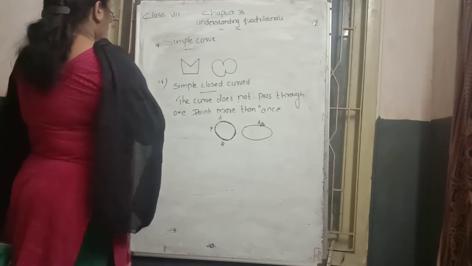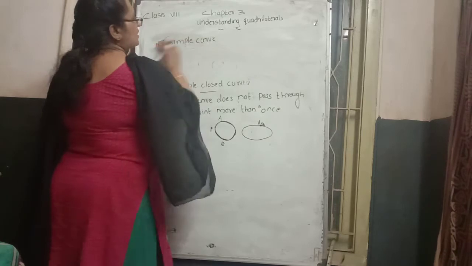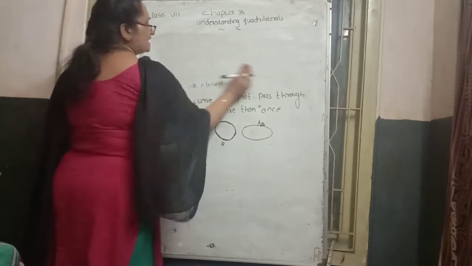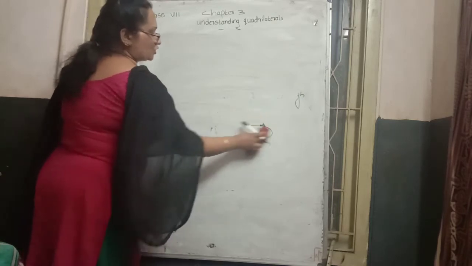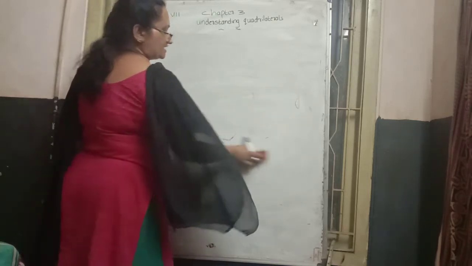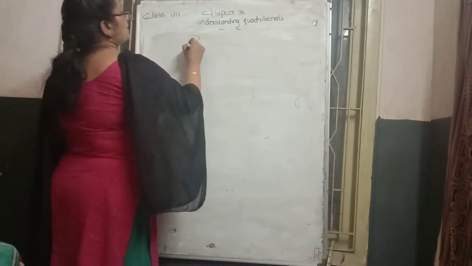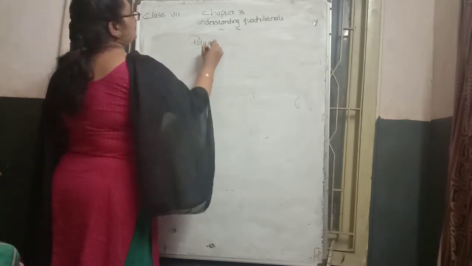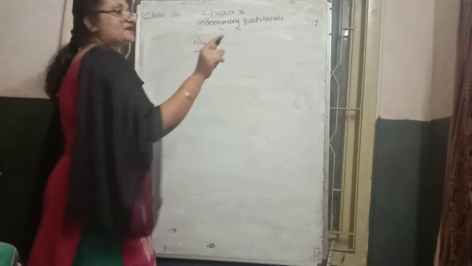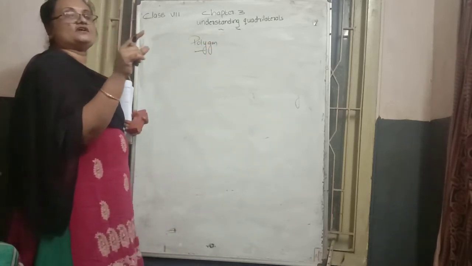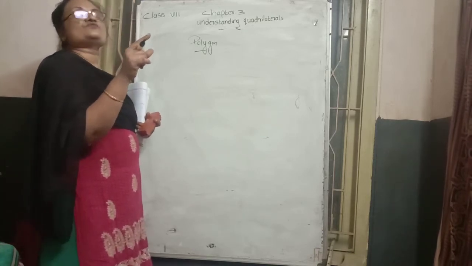The next word is polygon. What about polygon? Polygon means a figure formed by joining straight lines. Polygon shape means only line segments are used, not curves. Line segments only are used for joining, and we get a polygon shape.